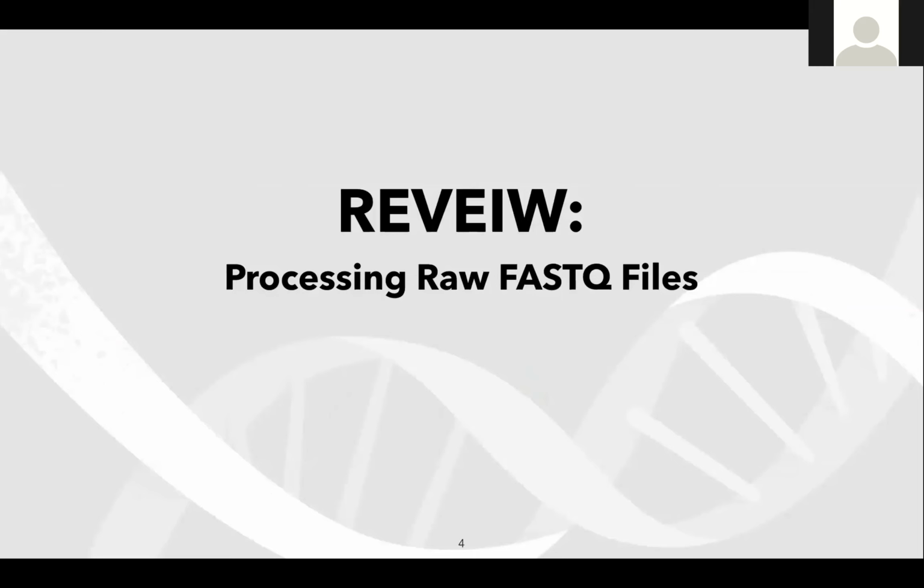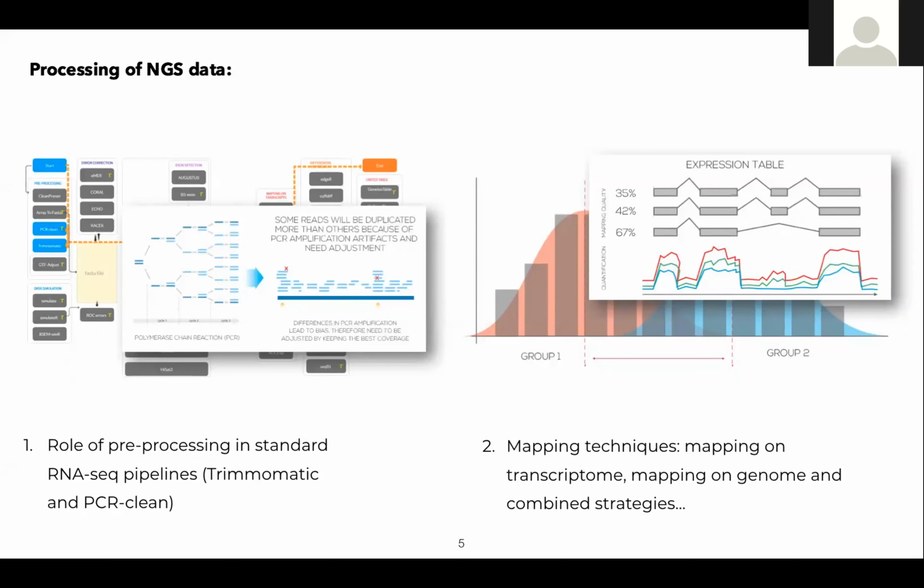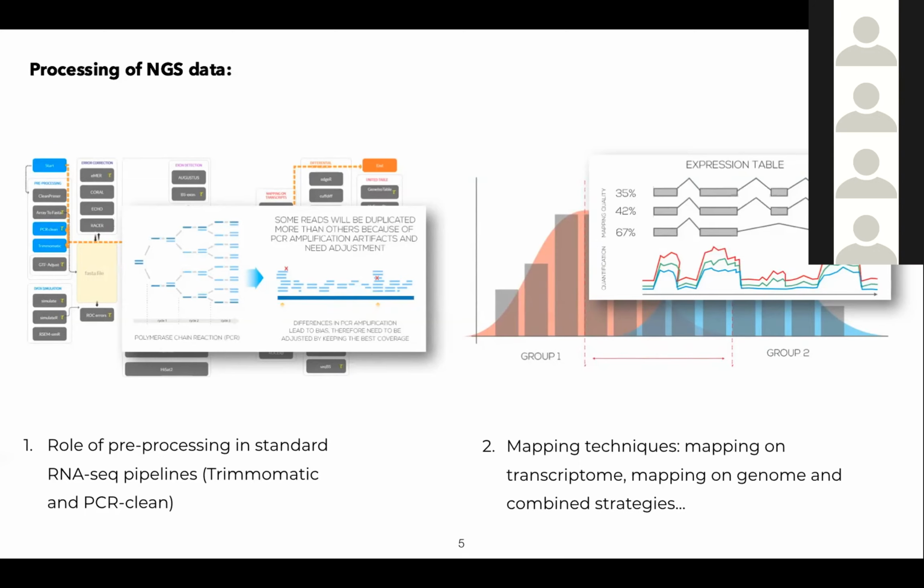Review. What did we do last time? Last time we talked about raw FASTQ files. So we addressed two separate issues. One issue of pre-processing, and that is more related to the way that these reads are generated, to the sequencing process. And the second one, mapping. Okay, how do we map the short reads to a reference genome? So these are the things that we will cover quickly.